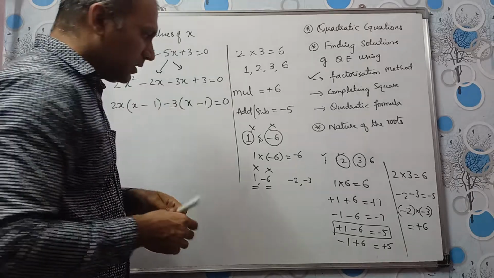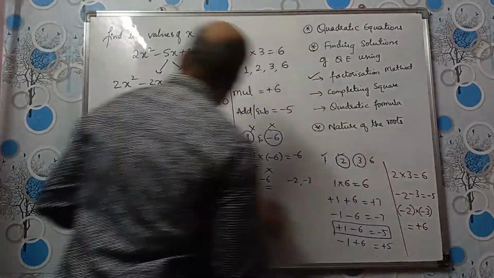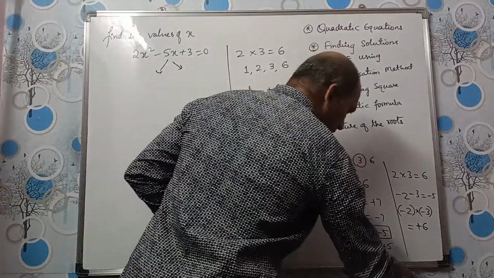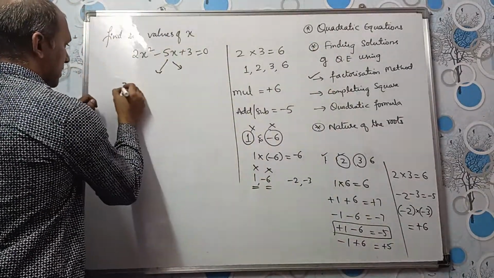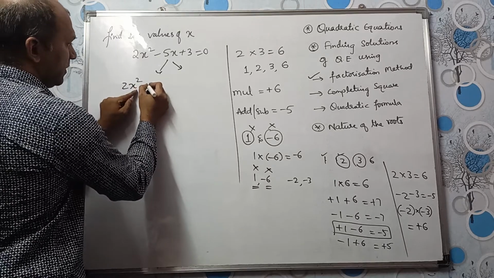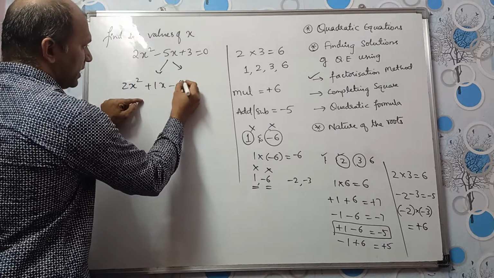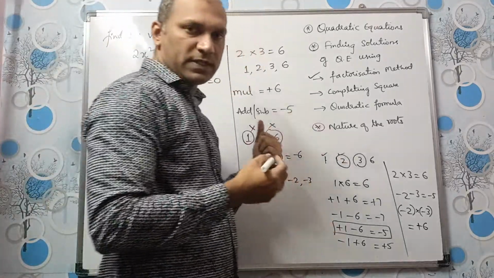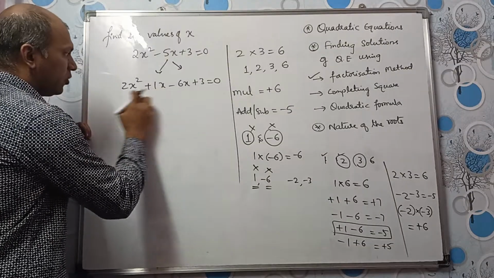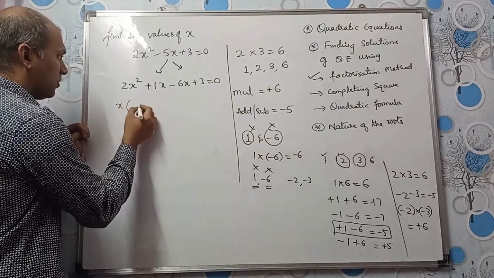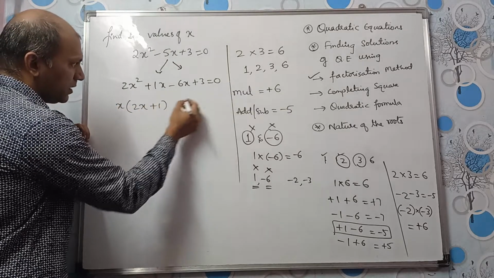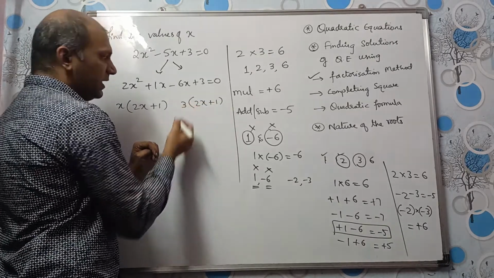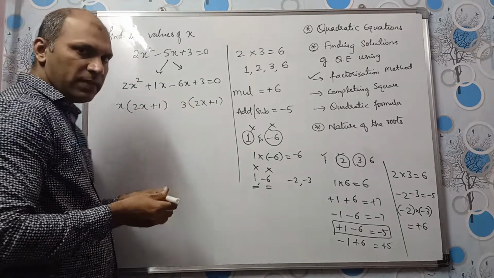Now, let us say I did not check this properly and I took 1 and minus 6. So 2x square plus 1x minus 6x plus 3. Okay, 1 and minus 6 I took. Now, see what can we take common from these two terms? We can take x common. So it will be 2x plus 1. Here, if I write 2x plus 1, here if I write 3, the numbers will match.